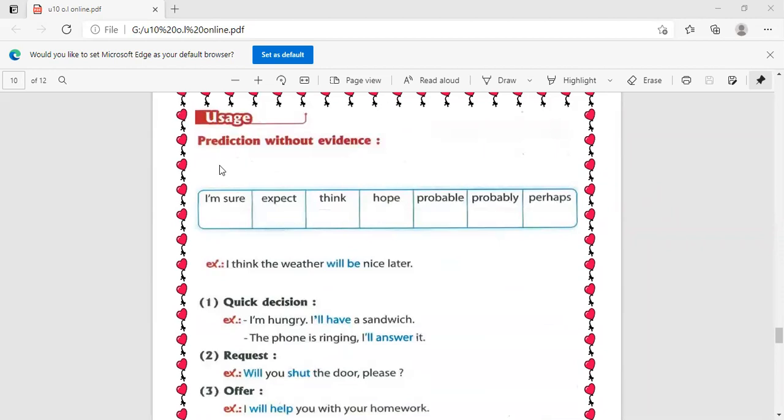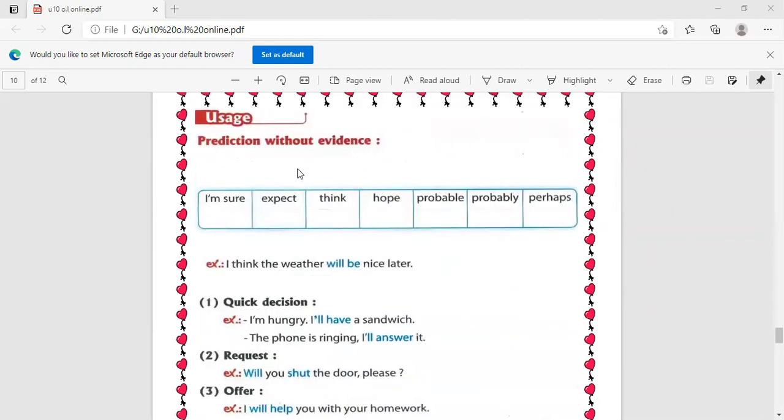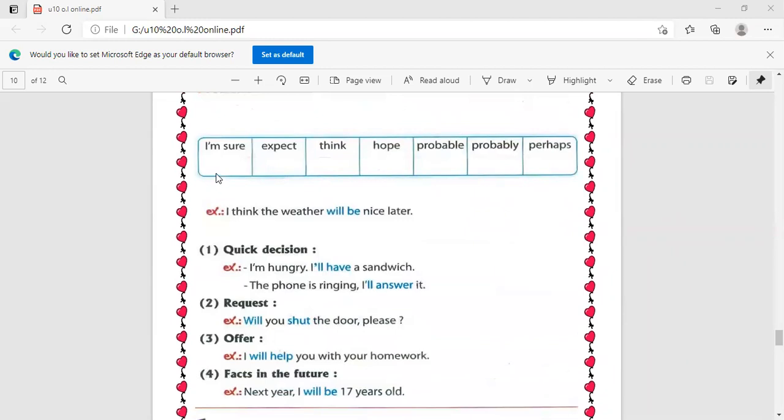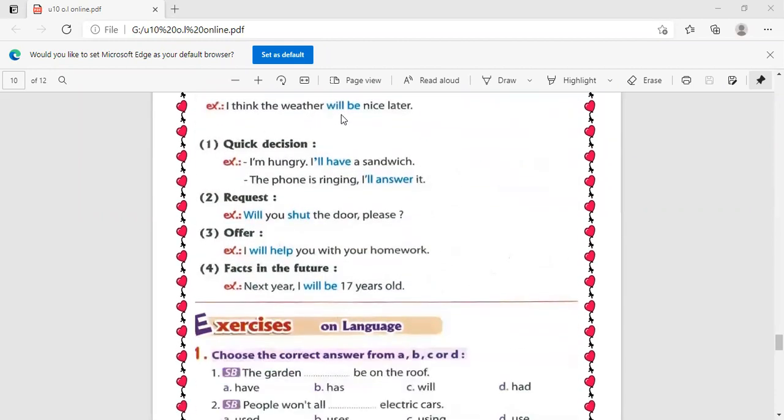Okay, we use it for prediction without evidence. If we don't have a proof or evidence, we use will, not going to. We use it with some expressions, like I'm sure, I expect, I think, I hope, probably, perhaps, or maybe. I think the weather will be nice later.